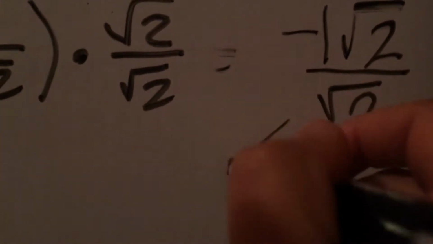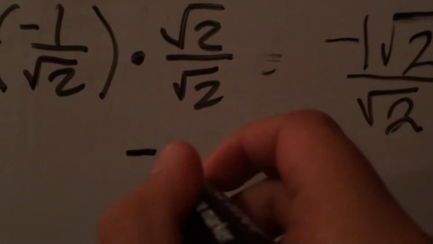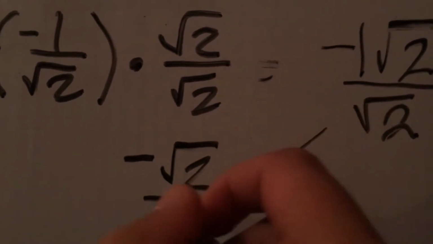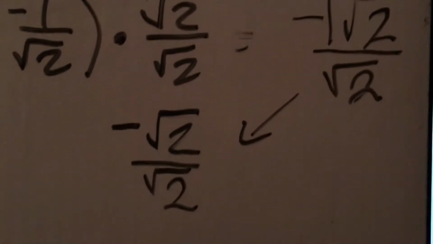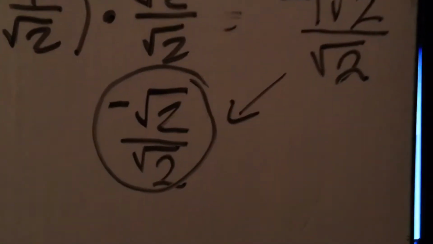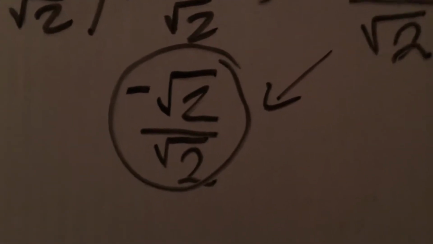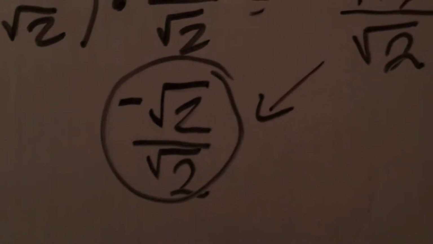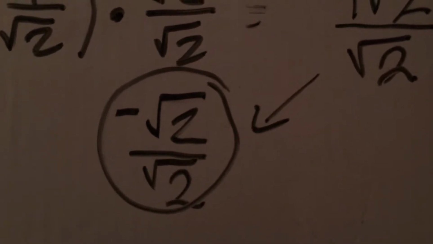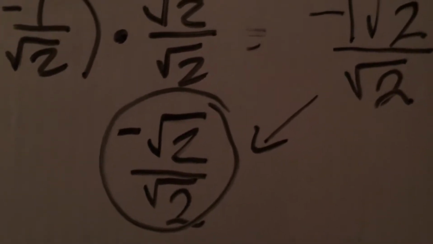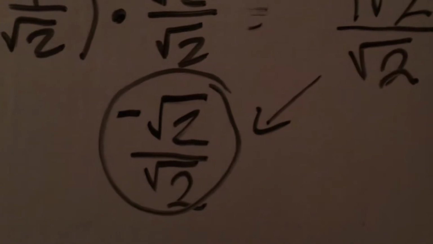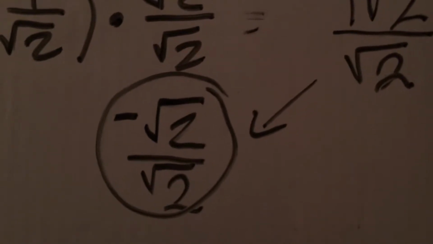And that is actually negative square root of 2 over square root of 2. So this is what we have to find in the unit circle. So when you go to the unit circle and search for this, you will see that it is only found in 5 pi over 4 and 3 pi over 4.